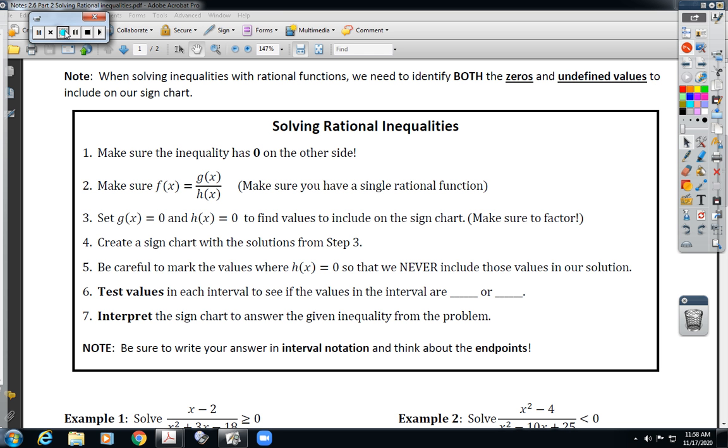Then we need to figure out what the zeros are of the numerator g of x and the denominator h of x. So that's step 3. We're going to indicate those values on our sign chart. Then the big thing about h of x: we don't necessarily need to check values around those. We just need to make sure they don't get included in the domain because those values are not in the domain. We're going to test values in each interval to see whether those values are positive or negative. That's all we really care about. It's a sign chart. And then finally, we would take our sign chart and write down the answer. Where is it positive? Where is it negative in interval notation?